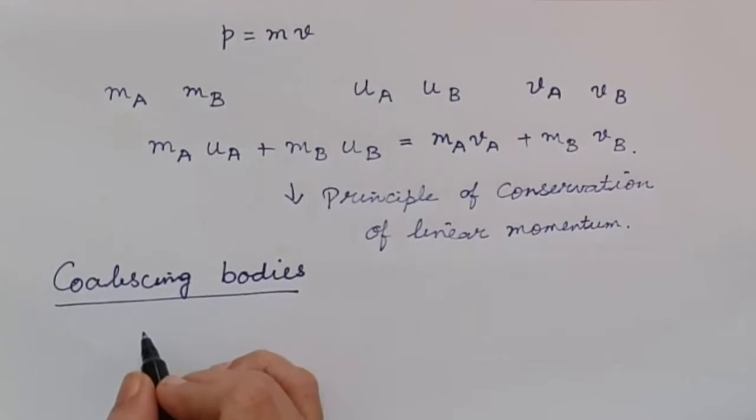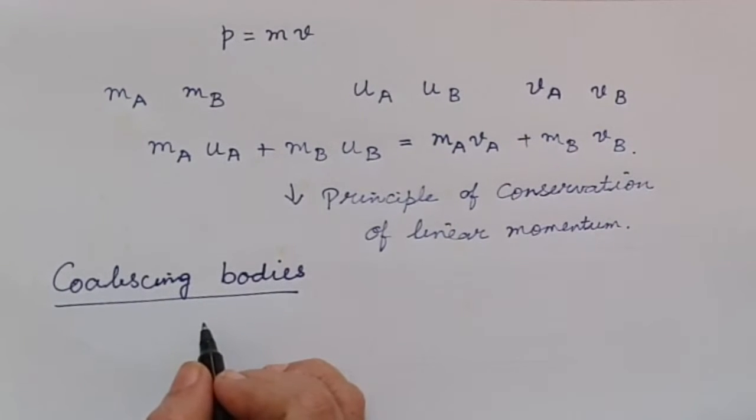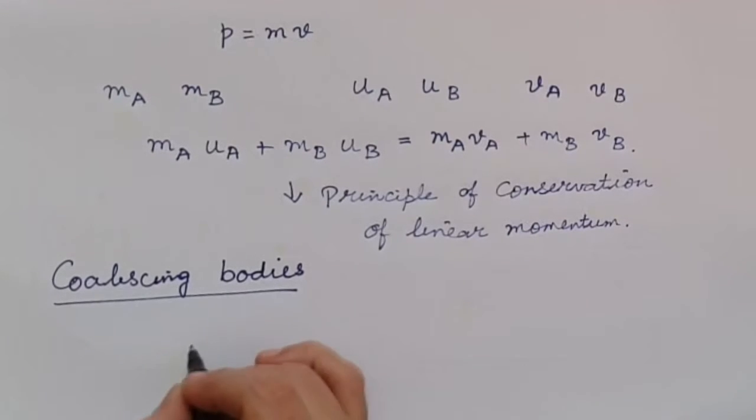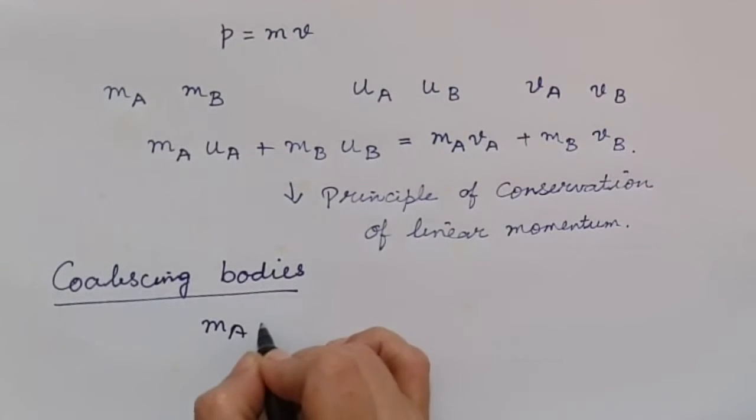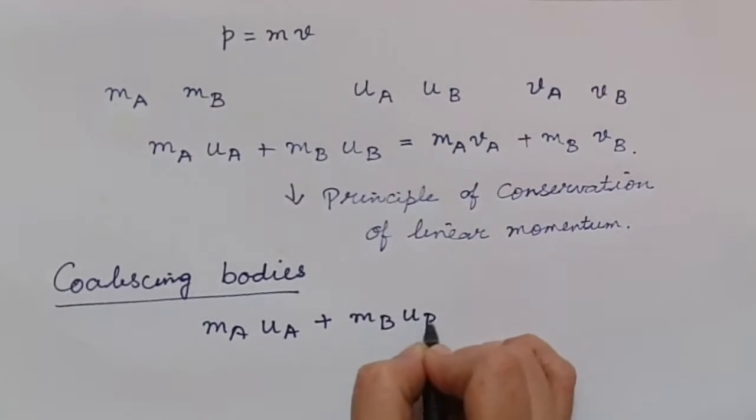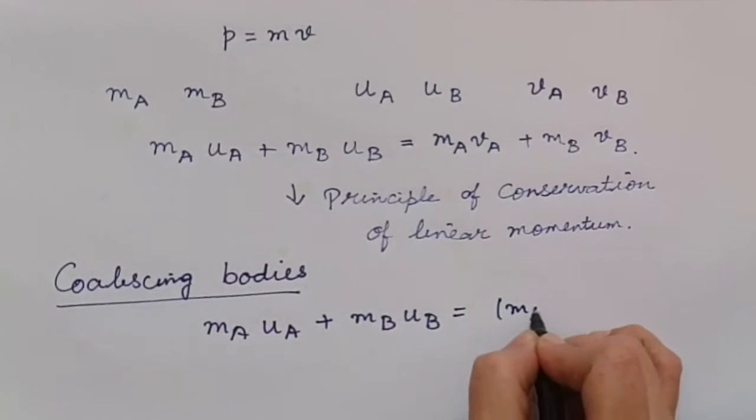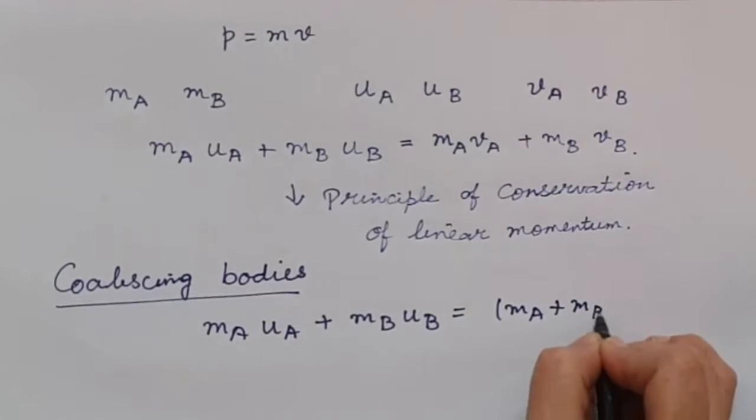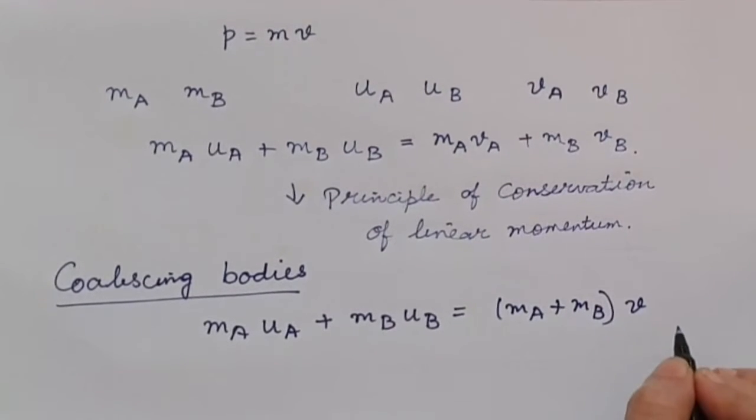Coalescing bodies. When two objects coalesce, then there will be a final velocity of the combined objects. So we get ma into ua plus mb into ub will be equal to (ma plus mb) into the final velocity v.